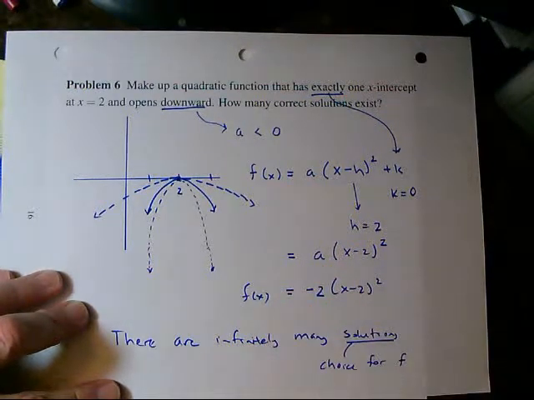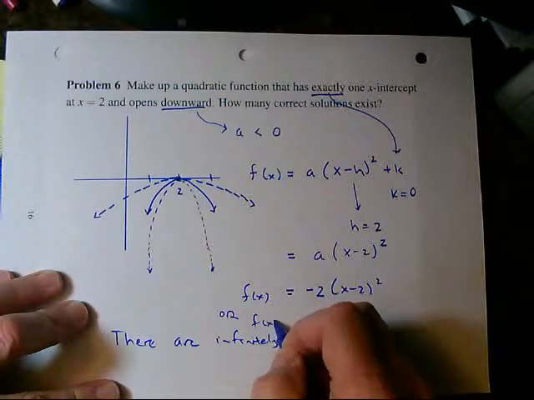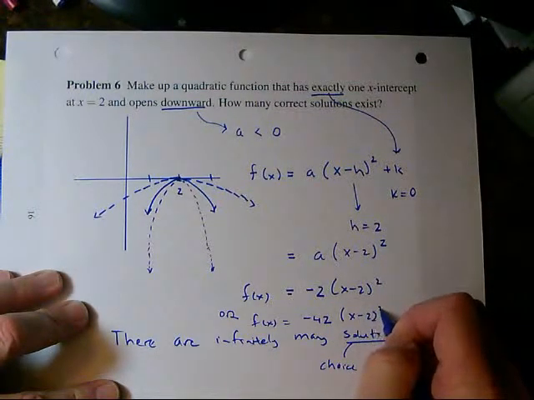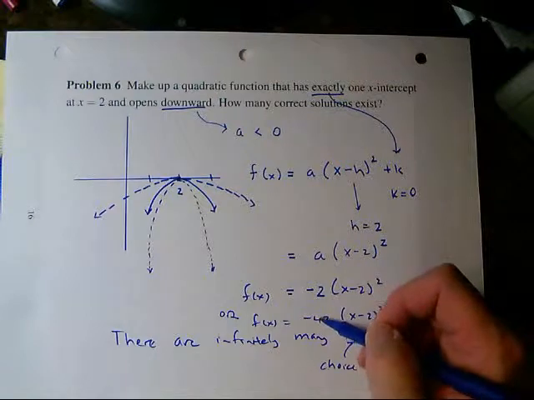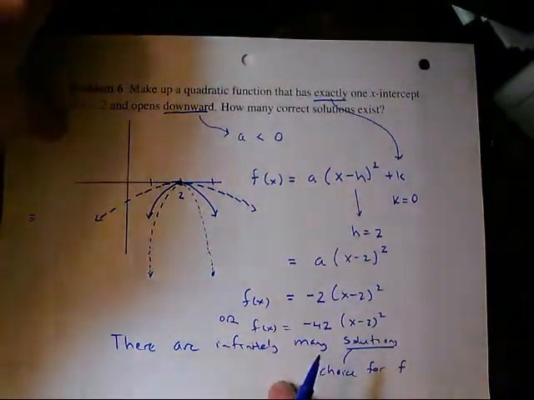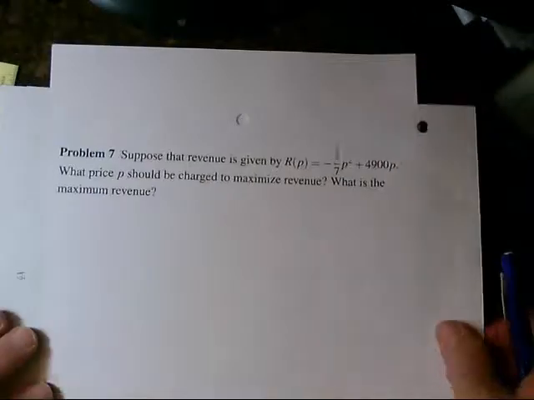We could satisfy the demand of the problem by saying a is negative 2. Just pick one. Of course, your friend could have said f of x equals negative 42 times (x minus 2) squared. I'm assuming that your friend is a fan of Douglas Adams. Whatever we choose, the coefficient a does have to be negative, like we said above.